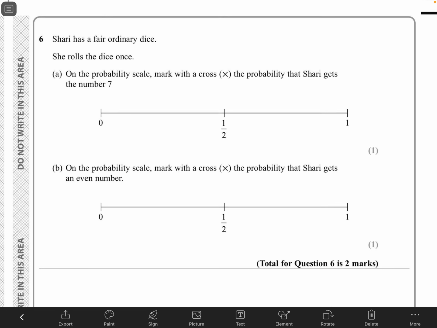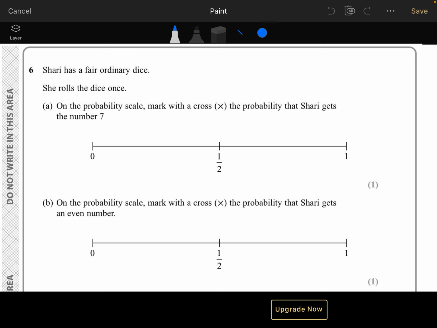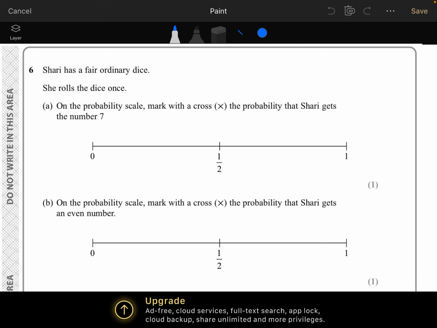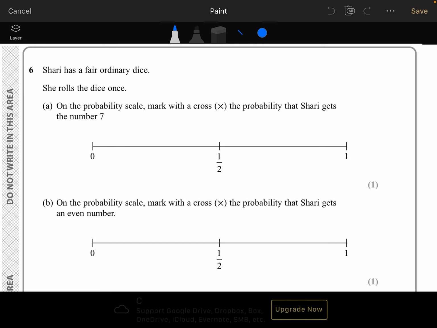Question 6. Shari has a fair ordinary dice. She rolls the dice once. On the probability scale, mark with a cross the probability that Shari gets the number 7. Well, on a normal ordinary dice, we've only got numbers up to 6, so 7 doesn't figure, so there's absolutely no chance of getting a number 7. So we'll put an X here where the probability is 0.